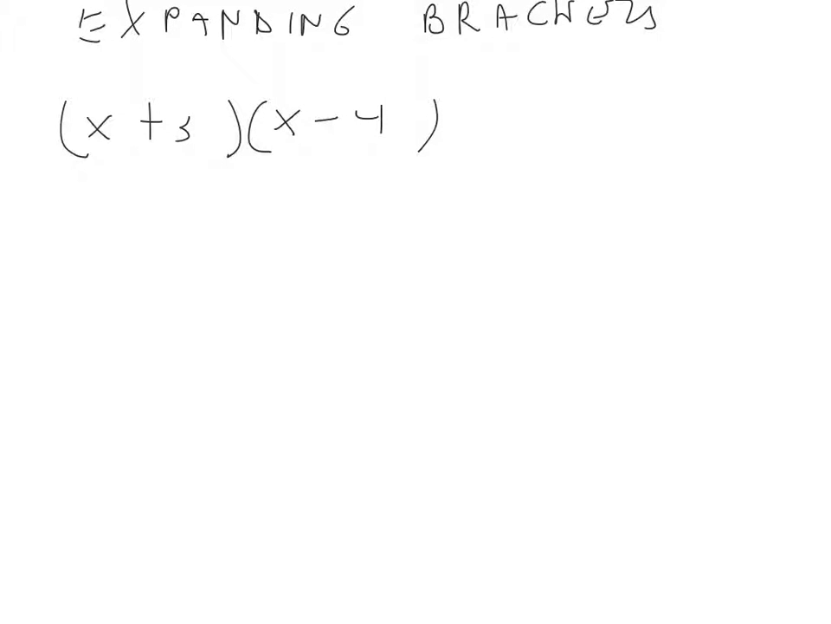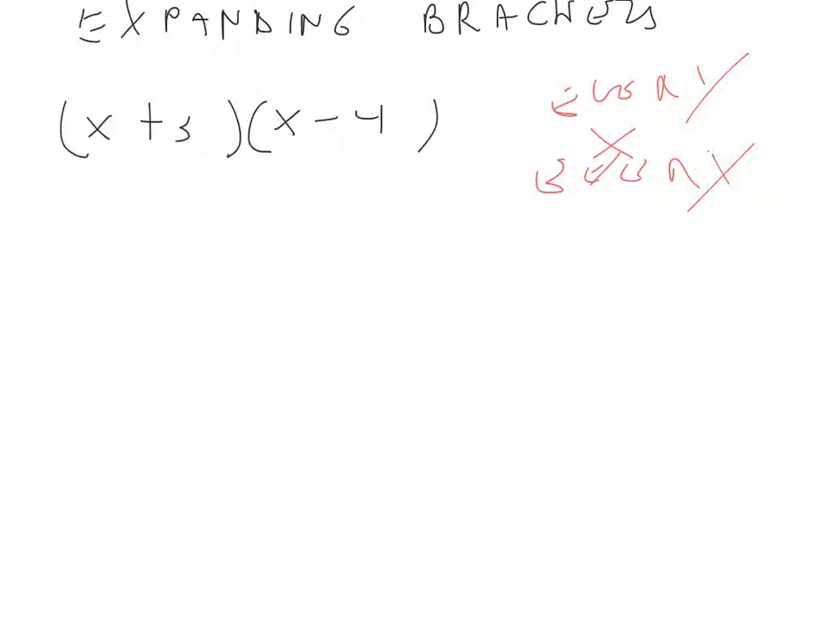Okay, let's see together what expanding brackets means. We've got two brackets here, x plus 3 and x minus 4. Basically, expanding brackets means multiplying these two brackets together in order to have a long expression instead of two small ones inside the brackets. So, how can we do it? The easiest way is, remember, multiply everything times everything.